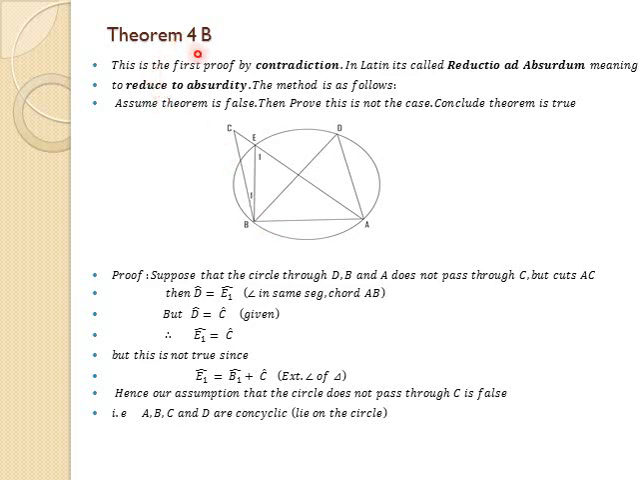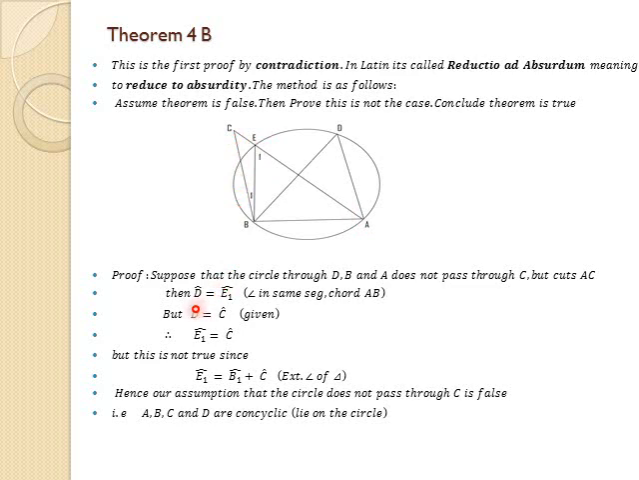Theorem 4b is the first proof by contradiction. In Latin it's called reductio ad absurdum, meaning to reduce to absurdity. The method is as follows. A lot of you will use this method in general when you want to prove something. Assume the theorem is false, then prove this is not the case, and conclude that the theorem is true. As proof, suppose that the circle through D, B and A does not pass through C but cuts AC. So it cuts AC there.